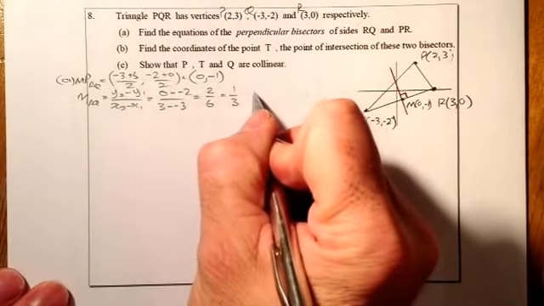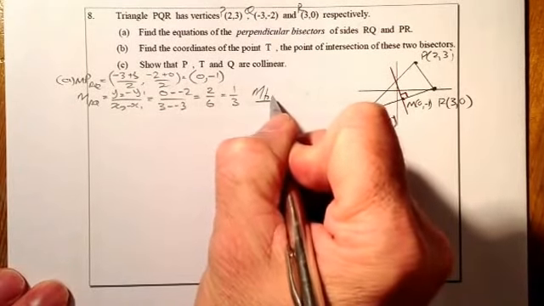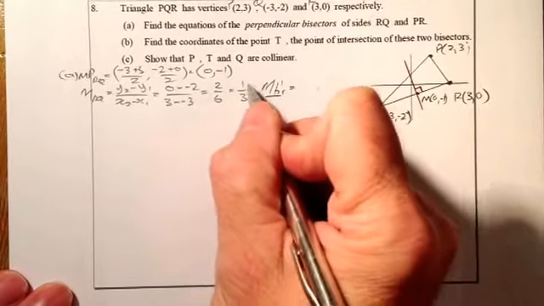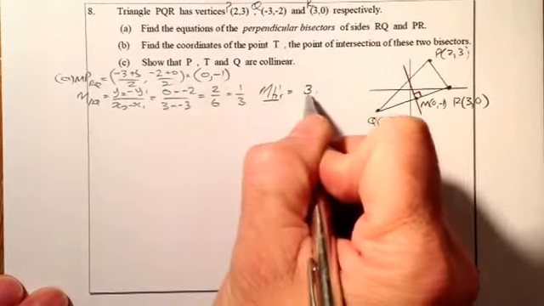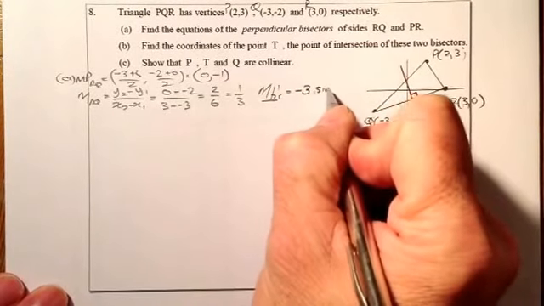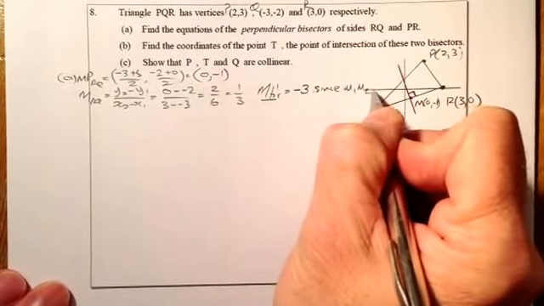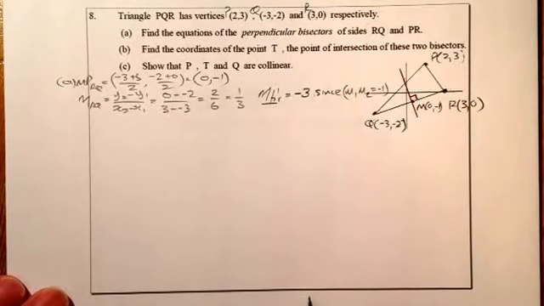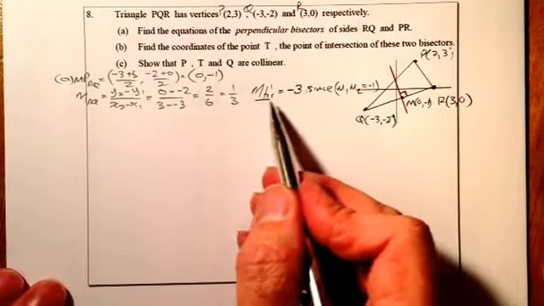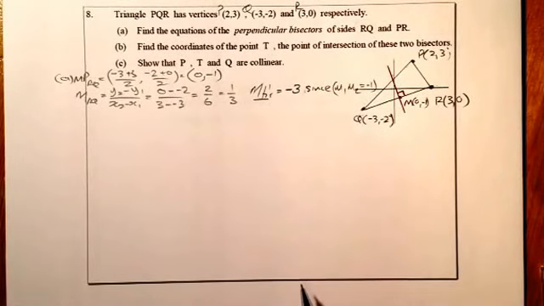Perpendicular gradient for this one, so the gradient of the perpendicular is going to be equal to, so I'm going to flip that over, so it's 3 over 1, which just becomes 3, and I'm going to change it from positive to negative. And that's just since gradient 1, gradient 2 multiplied together equals minus 1. Okay, I can always calculate it out, but that way there works out just fine.